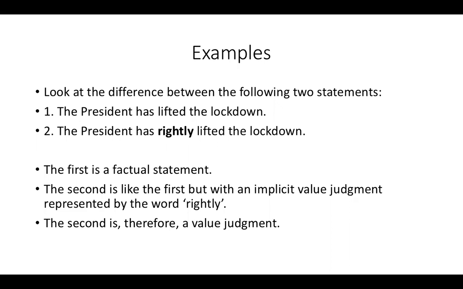So the first is a factual statement. The second is like the first, but with an implicit value judgment, represented by the word rightly. So the second is a value judgment. The only difference between the two sentences is the word rightly. That word signifies that a value judgment has taken place, even in a factual statement. So the first statement is a factual statement. The second one is a value judgment.